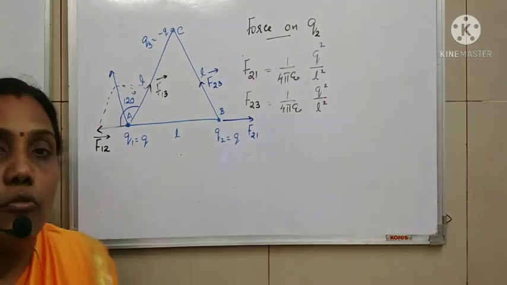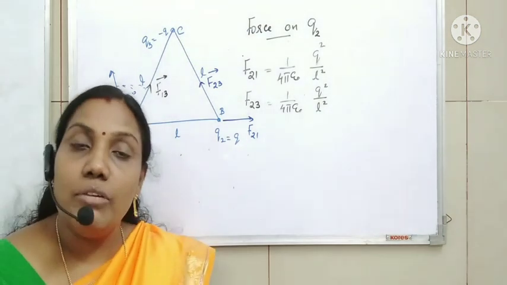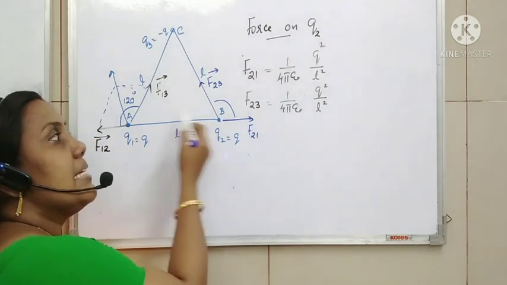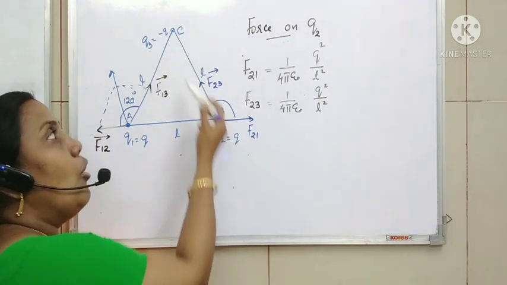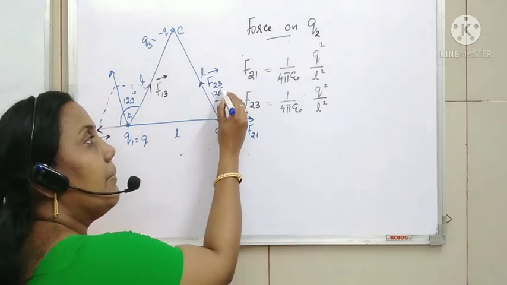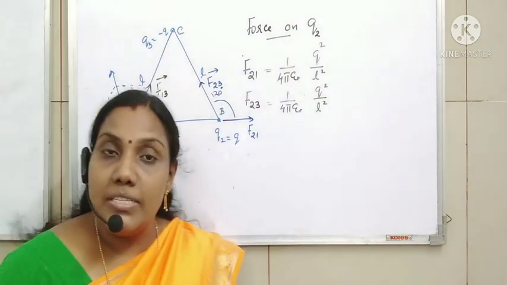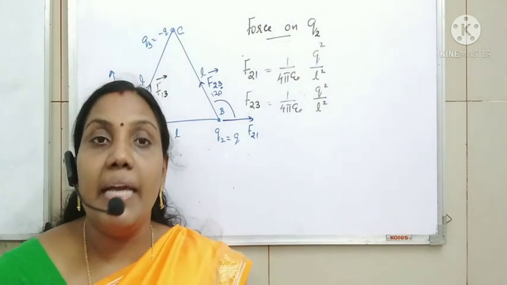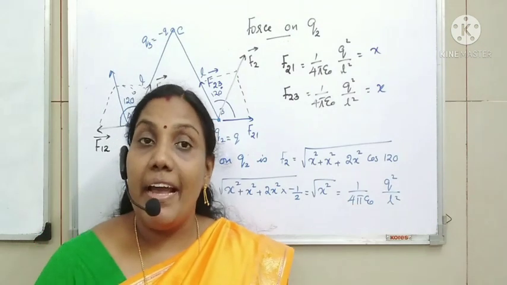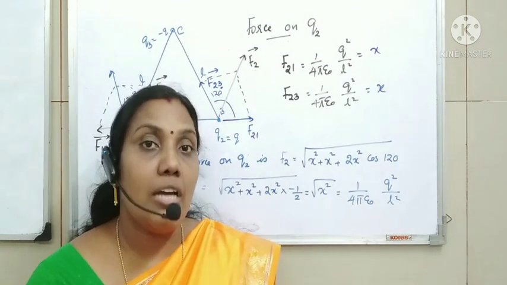Here also the two forces are in two different directions. What is the angle between them? Here this is an equilateral triangle, no? So all the angles are 60 degrees, therefore this angle is 120 degrees. And how will you find out the resultant? Here also the resultant is given by the parallelogram law of vector addition. Here also we can find out the resultant force acting on the charge Q2.